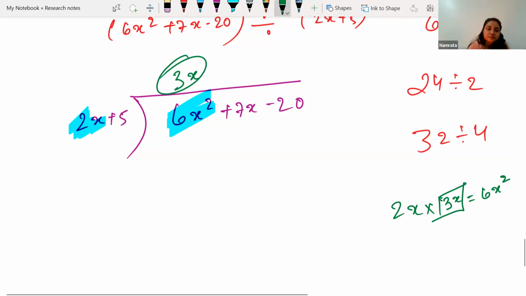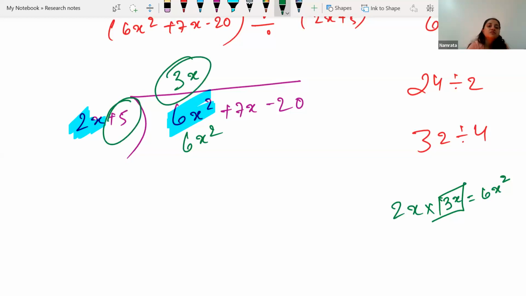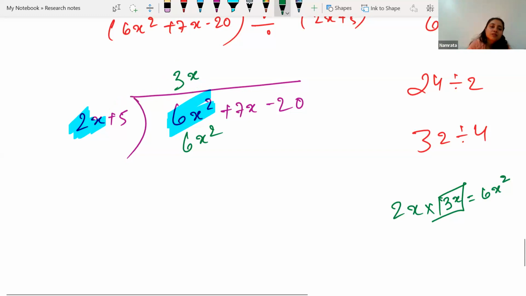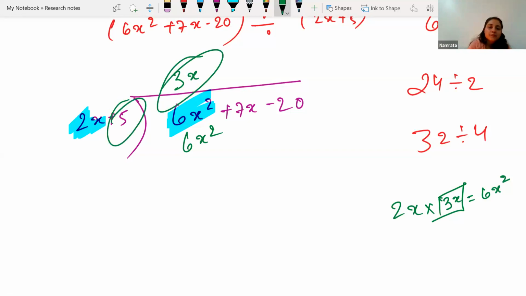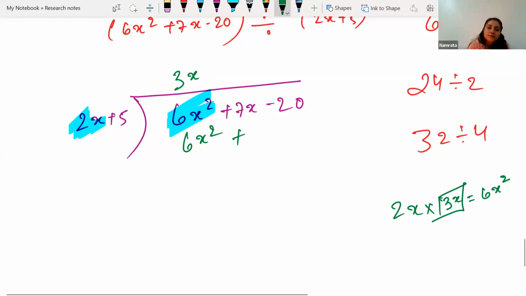Let's write it. So we will be getting 6x square over here. Now this 3x will also get multiplied with this 5. We don't have only 2x, we have 2x plus 5. So whatever we are taking as a quotient, we have to multiply that with each and every term. So we have to multiply this 3x with this 5 also. So it will become 15x.